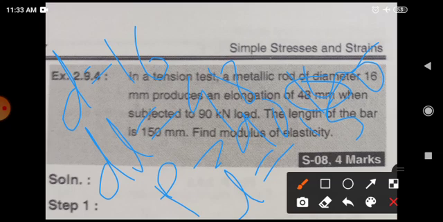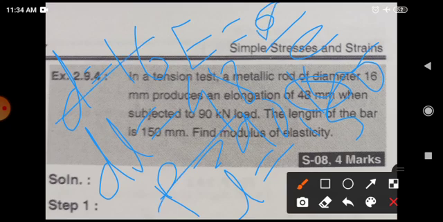So, just a relation between these three parameters we have seen. Capital E is equal to sigma upon e. So we can find sigma with the help of D and P. With the help of D and P we can calculate the sigma. What is the relation between sigma, D and P? Sigma is equal to P upon A, where A is equal to pi by 4 D square.